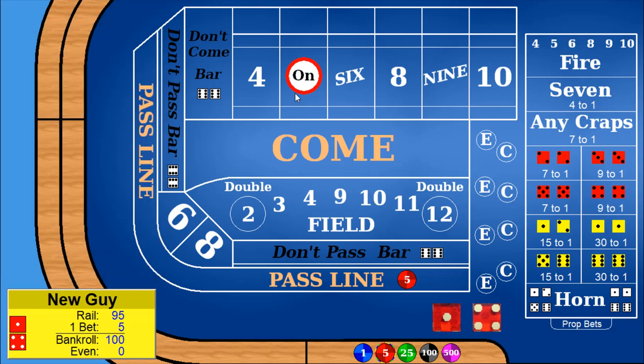Once we get the point established, and this is called the point, and the point is established on the 5. So once the point is established, we're in it. We ought to either stay there until a 5 rolls or a 7 rolls. Okay, so that's the pass line.